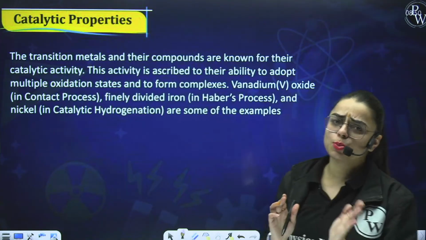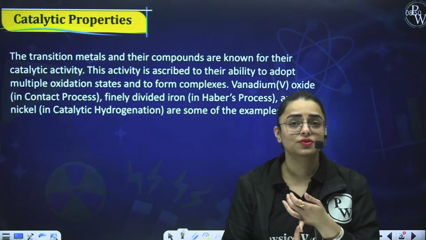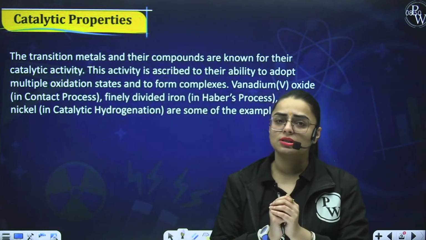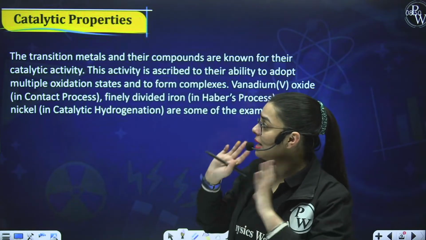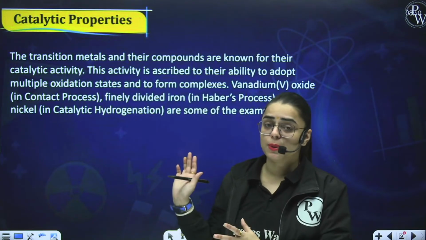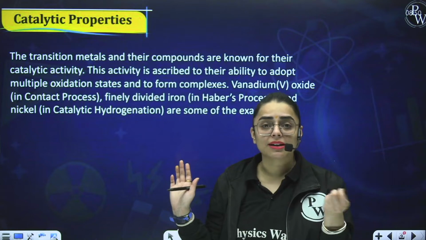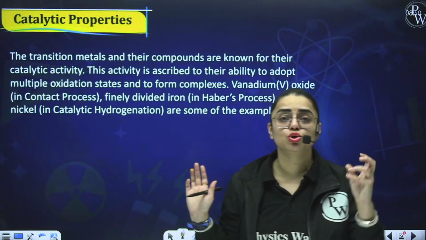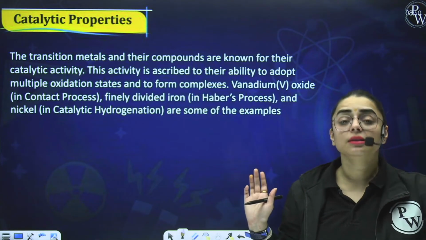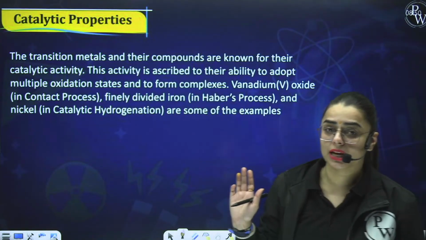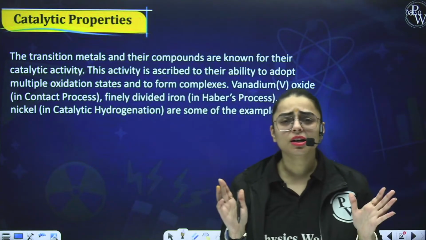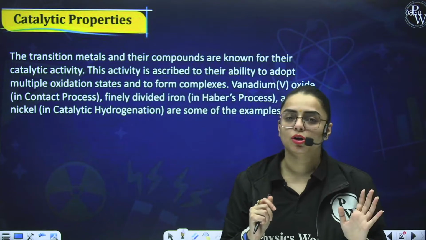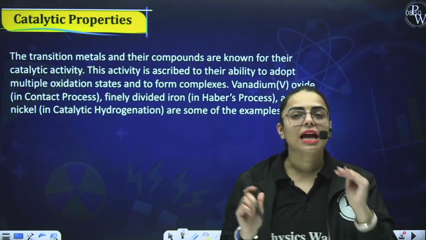Now you have seen various processes, for example, the contact process and the Haber's process, right? Also, I was saying again and again when talking about d block elements that nickel, platinum, palladium are seen in the process of hydrogenation in organic chemistry. So why does it occur? Basically because they have variable oxidation states. That's why it shows catalytic property.